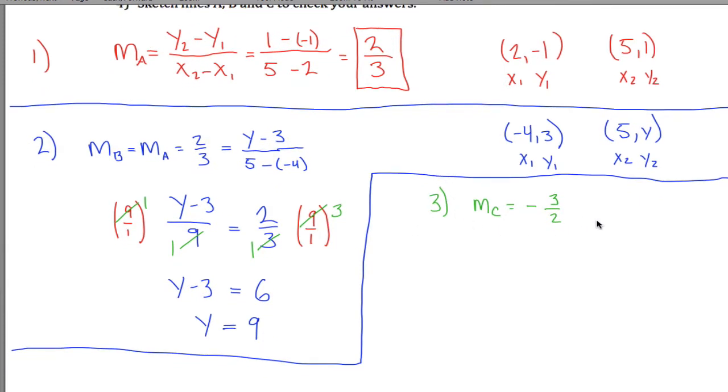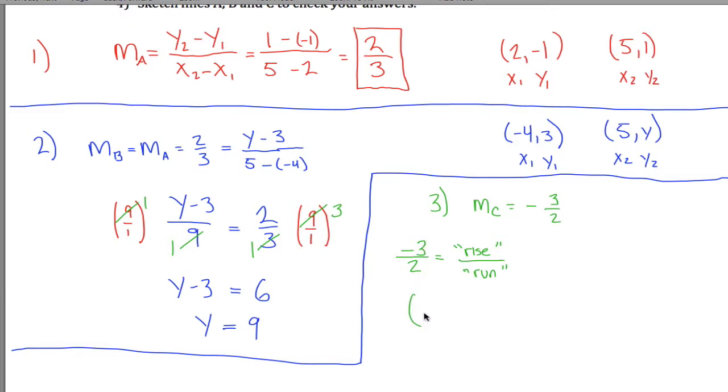I think the easiest is to think about it as rise over run. Negative 3 divided by 2 is rise over run. So I start out at 0, 0, and then every time I go up by negative 3, in other words down 3, I go over by 2.